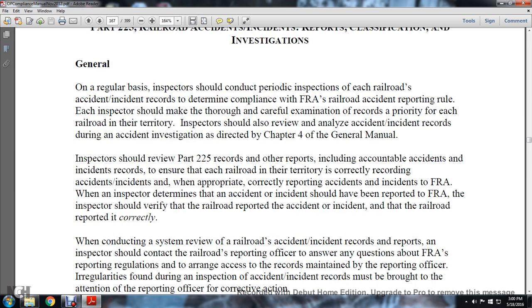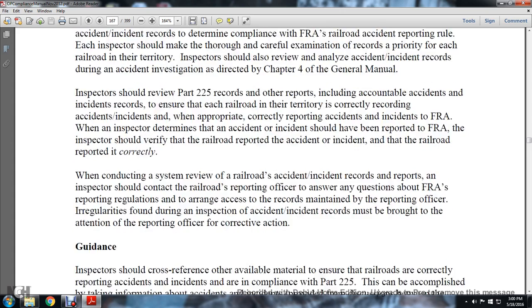Inspectors should review the Part 225 records of the reports, including accountable accidents and incident report records, to ensure that each railroad in the territory is correctly recording and reporting accident incidents when appropriate. When inspectors determine that an accident or incident should have been reported to the FRA, the inspector should verify that the railroad reported the accident incident and reported it correctly.